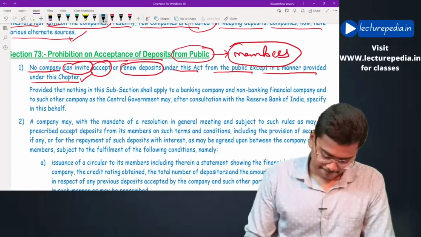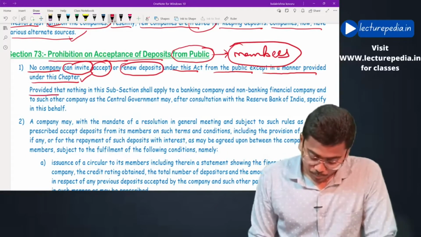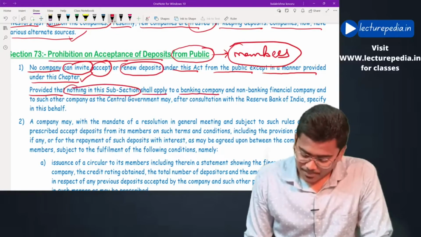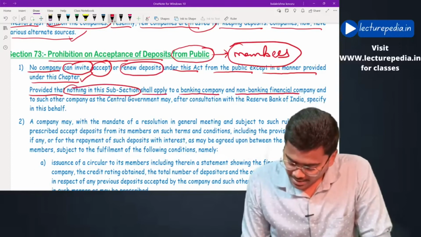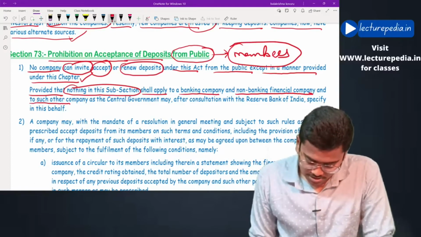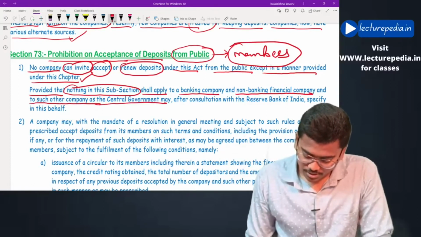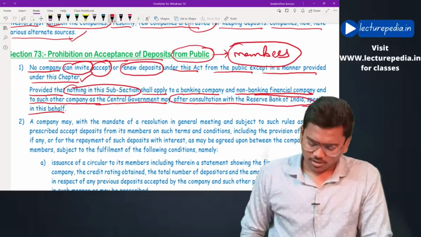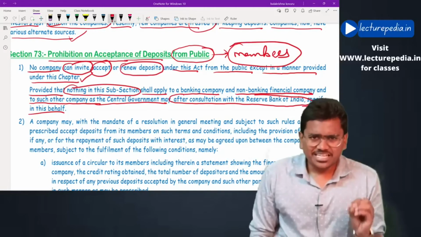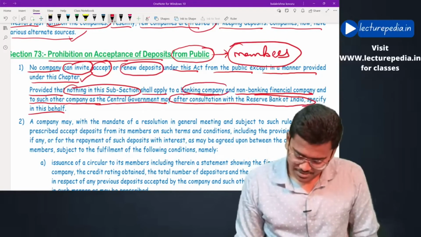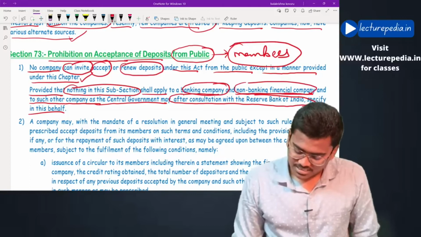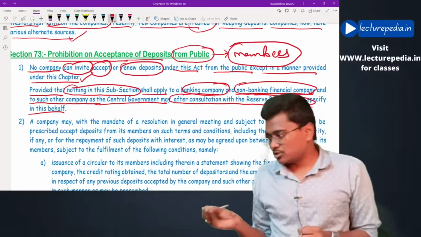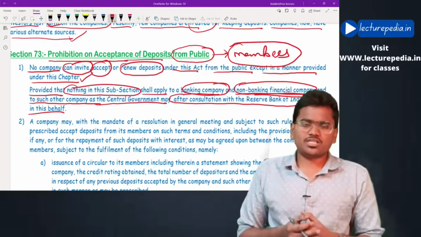See, provided that nothing in this subsection shall apply to a banking company and non-banking financial company and to such other company as the central government may, after consultation with Reserve Bank of India, specify in this behalf. See, the main business of banking companies and NBFCs is to raise deposits from the public and give loans to the public. Okay, this is the main business of the banking industry.